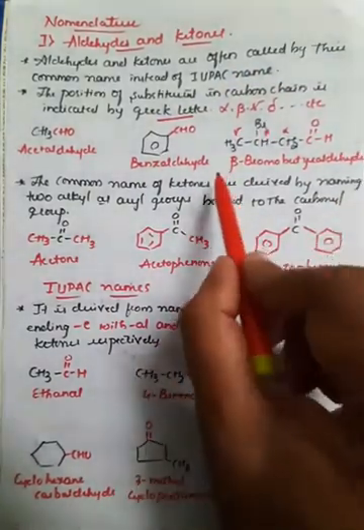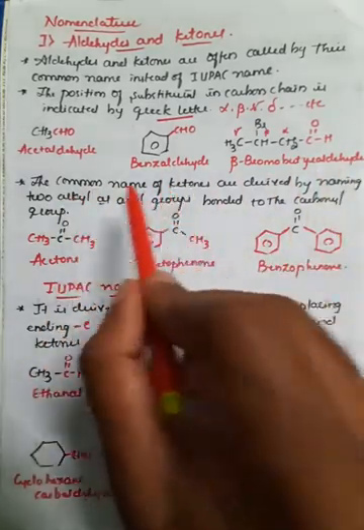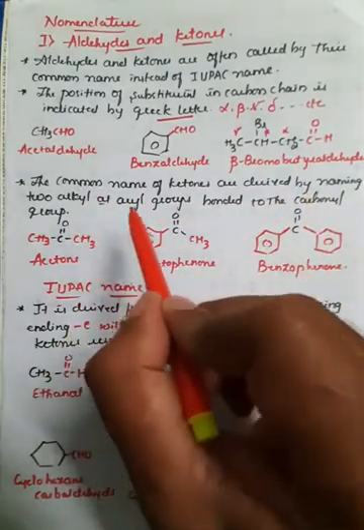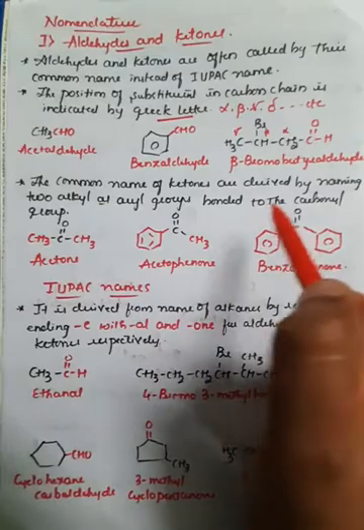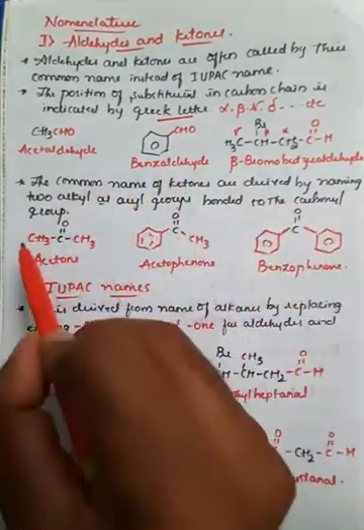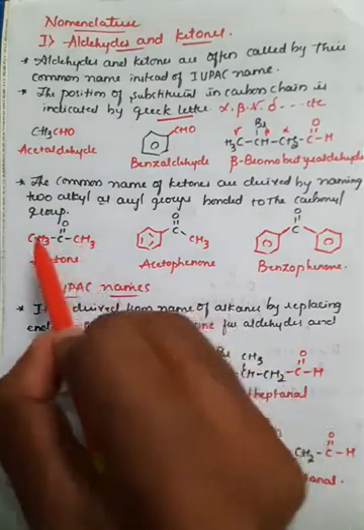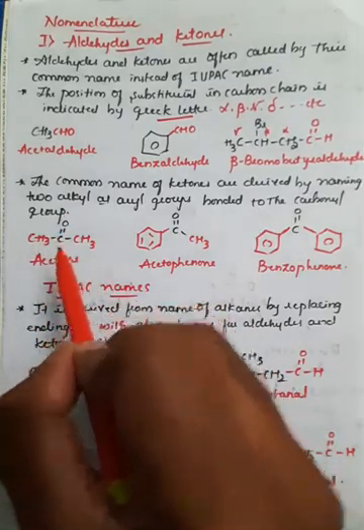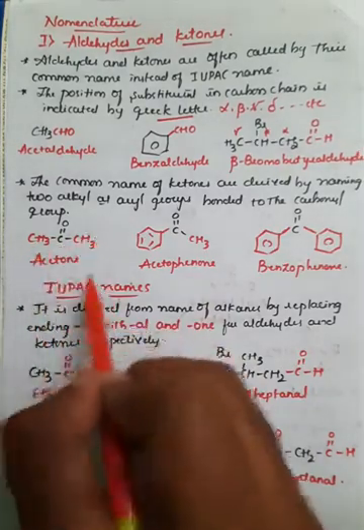And the common name of ketones is derived from naming the 2 alkyl or aryl groups, right? So the common names of ketones are derived by naming 2 alkyl or aryl groups bonded to the carbonyl group, right? Here if you observe, CH3, C double bond O, CH3, right? So both sides it is CH3, in between there is a carbonyl group, right? And it is generally called acetone. The common name of CH3COCH3 is acetone.